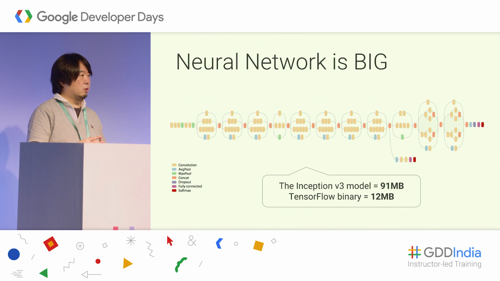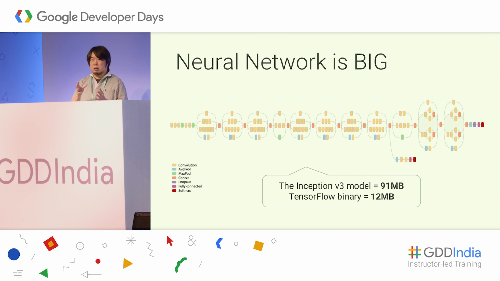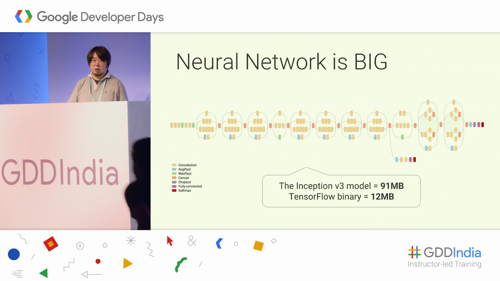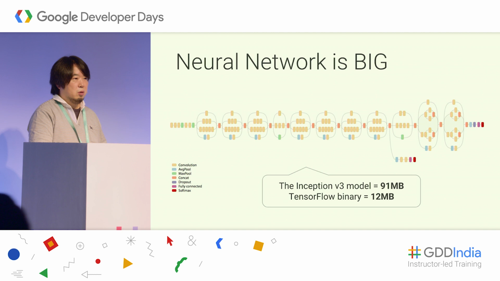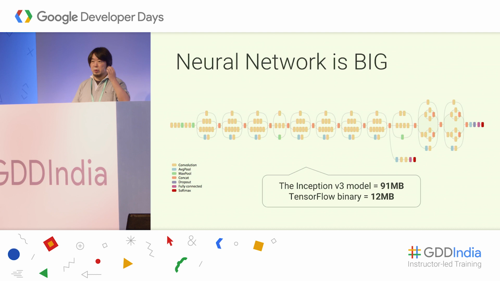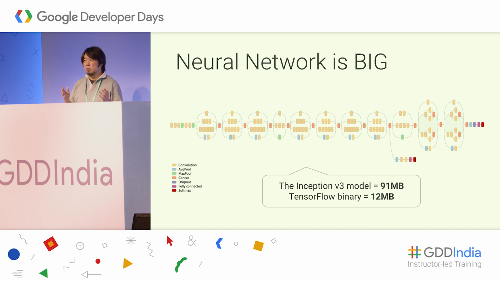That 91 megabytes of data consists of the parameters, such as weights and biases, inside the deep neural network model. So it's too big. If you really want to build Android applications and share them on the Play service as production applications, Android users don't want to download 91 megabytes of data while installing your applications. So you want to compress the model to less than 10 megabytes, I think, or maybe at least 20 megabytes.